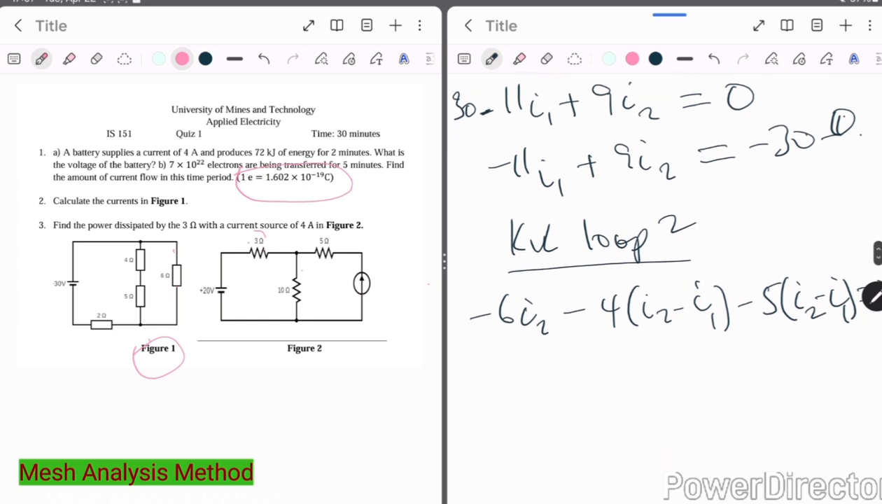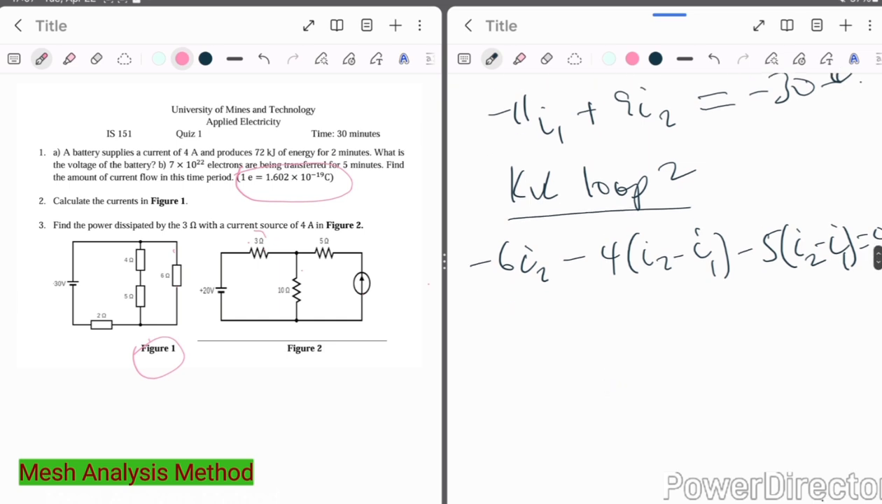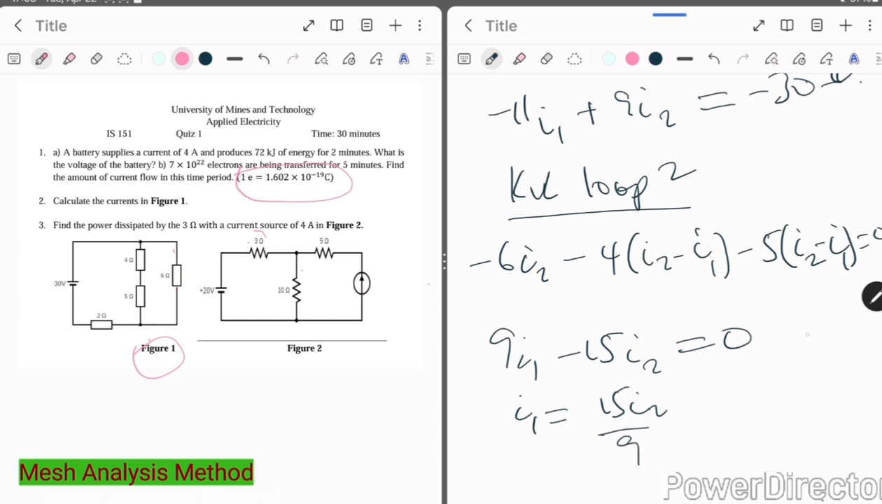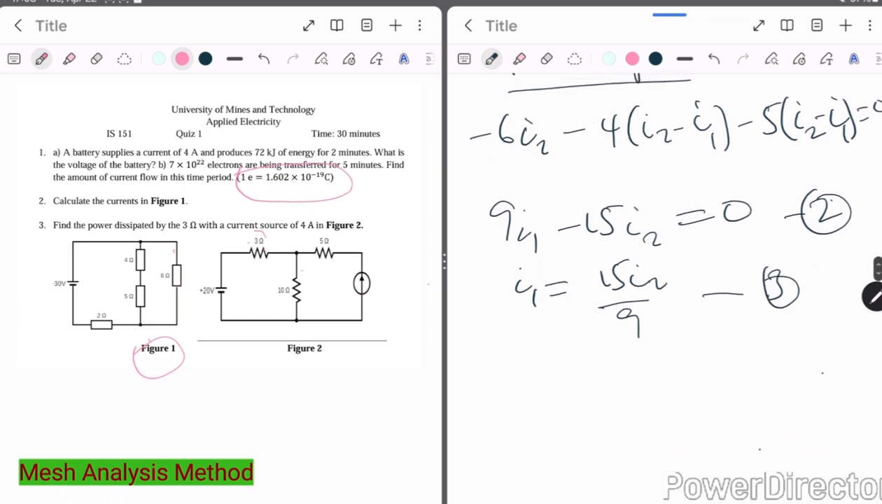Now, again, you simplify this. When you simplify, you are going to get 9 I1 minus 15 I2 equals 0. So we make I1 the subject, so that will give me 15 I2 over 9. We label this equation 2, and here equation 3. Now we can substitute equation 3 into equation 1 and solve for I2.